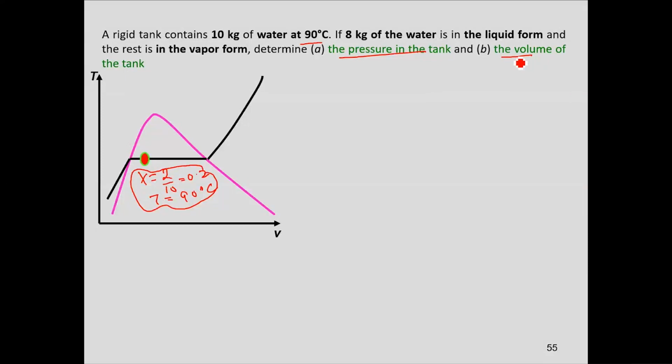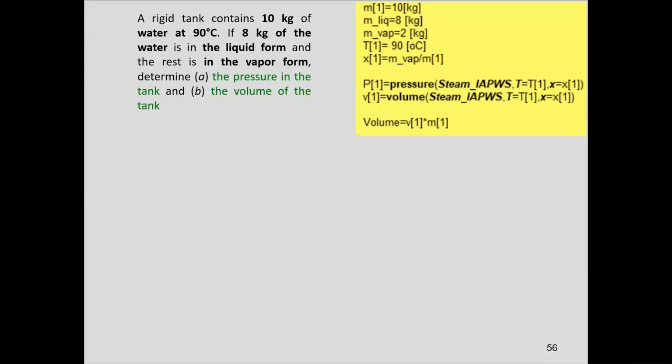So the total mass is defined by the variable m. So m defines the total mass for state 1, which is stored as 10 kg. Mass of liquid is 8 kg, mass of vapor is 2 kg. You have not stored these values in the table. You've just defined these constants, mass of liquid and mass of vapor.